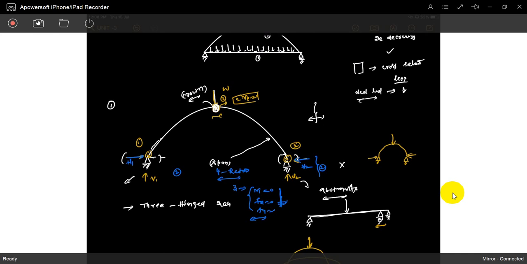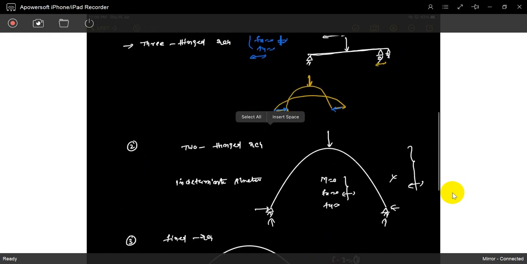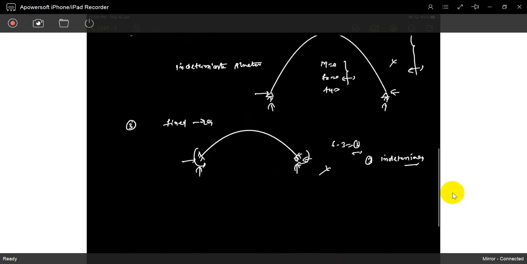What is this height? This height is called H. This is the rise. How much rise from the ground? It is the rise. This is a crown, these are the abutments, and this is the rise. Understood? What is the difference between a three hinged arch, a two hinged arch and a fixed arch?